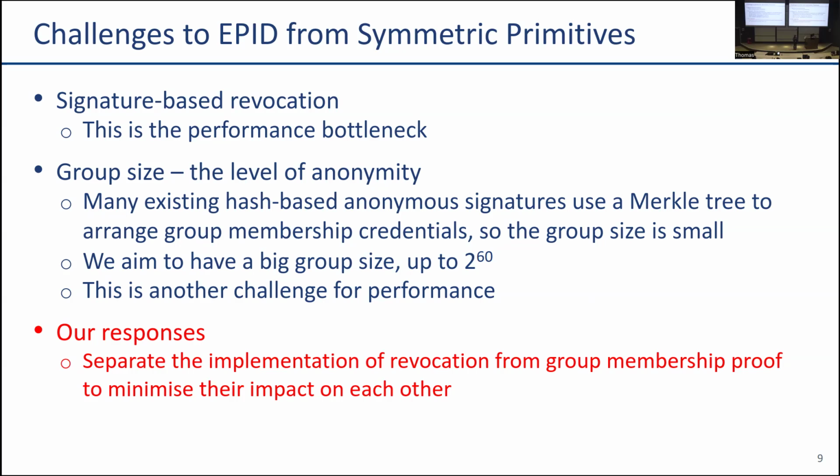You can imagine the signature-based revocation is quite time-consuming because it's dependent on the size of the list. Yeah, that is a bottleneck of the performance. This is the first difficult part. The second difficult part is about anonymity and group signatures.